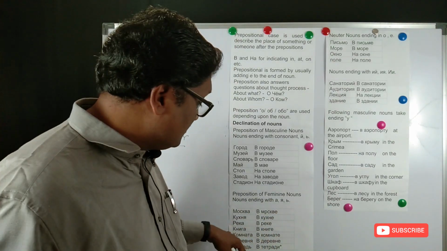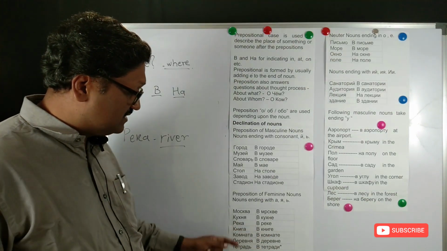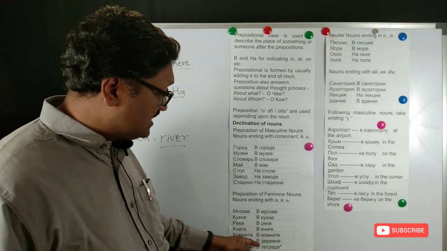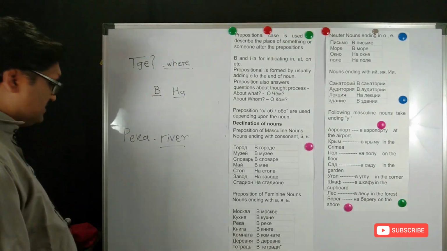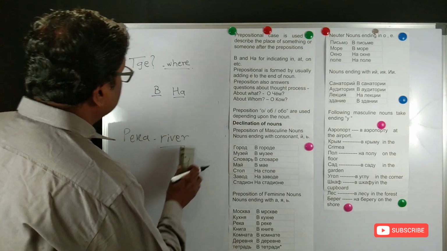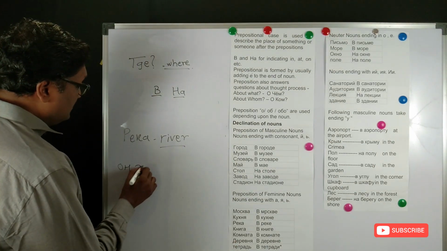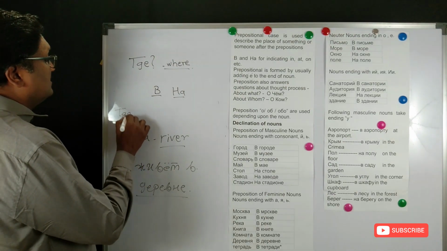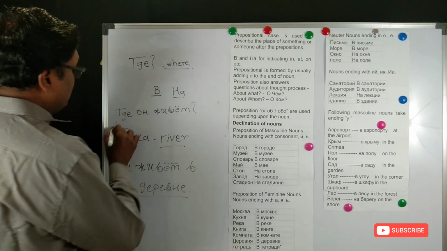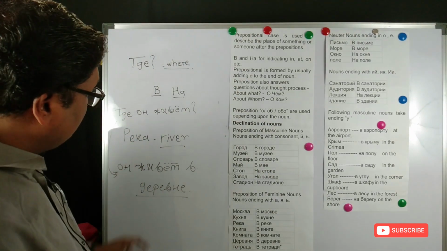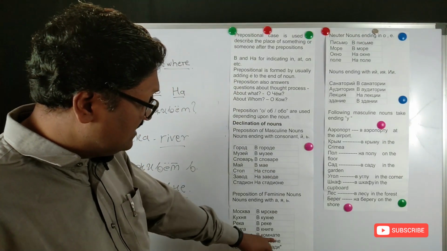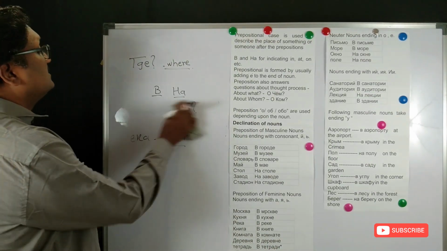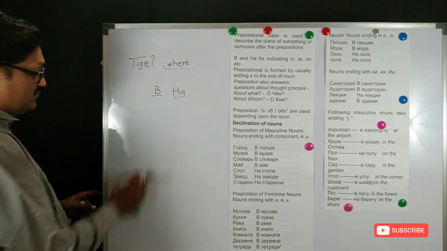Komnata, v komnate. Okay, ya sizhu v komnate. I sit in the room. Derevnya, v derevne. On zhivyot v derevne. Derevnya is a village. On zhivyot v derevne. Gde on zhivyot? This will answer the question. Gde on zhivyot? So the reply is on zhivyot v derevne. So v derevne, ya is replaced by ye.